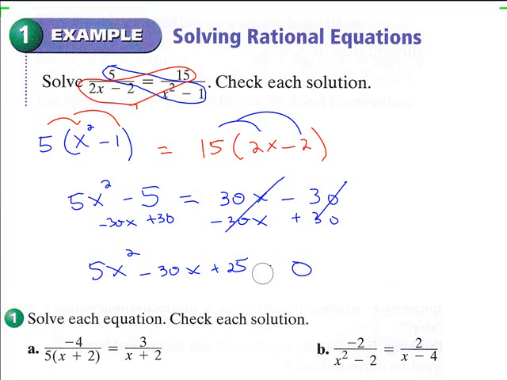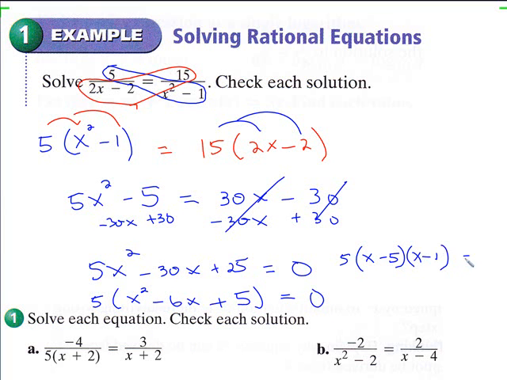Basically you're just solving a trinomial like when you first learned in chapter 5. So let's take out the GCF right here. We'll take out the 5: x squared minus 6x plus 5 is equal to 0. You're going to factor this right here, so that's going to give you 5 times x minus 5 times x minus 1 is equal to 0.